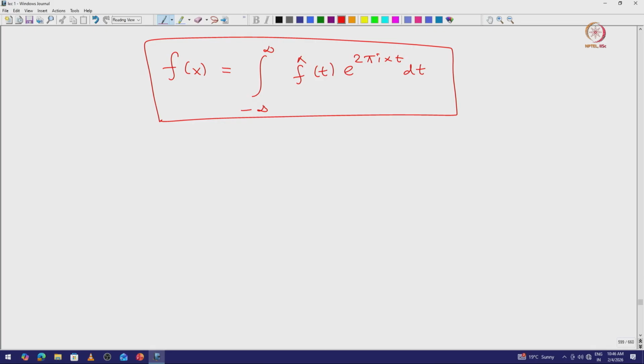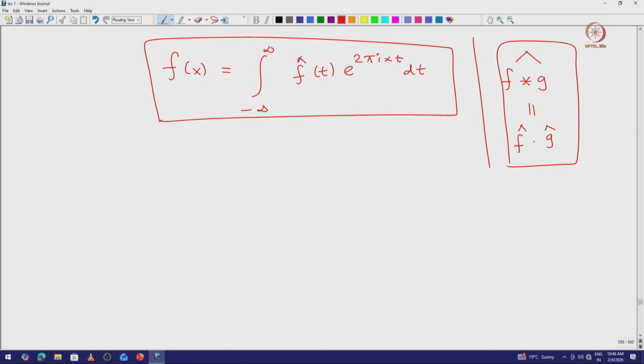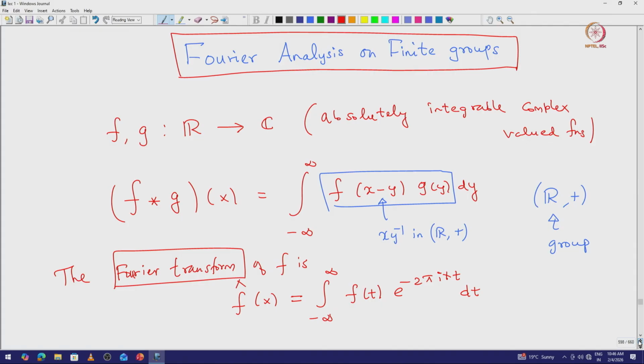Indeed, if you think about it, the Fourier transform converts the convolution product to the pointwise product. We also have that the Fourier transform of f star g is indeed given by f hat dot g hat. So, this also holds at the level of continuous functions. This is motivated by understanding the heat equation, which is where the Fourier transform and so on were defined.